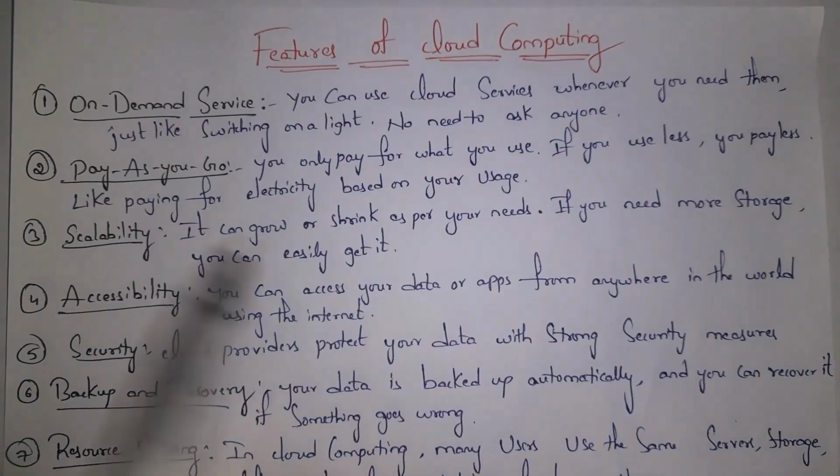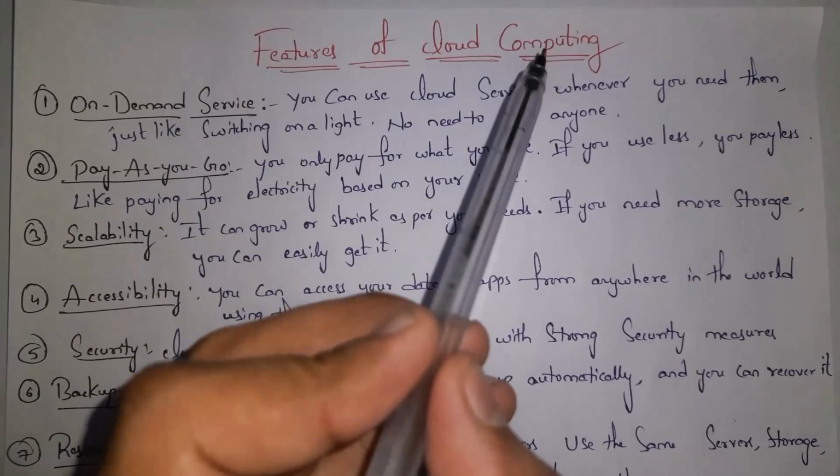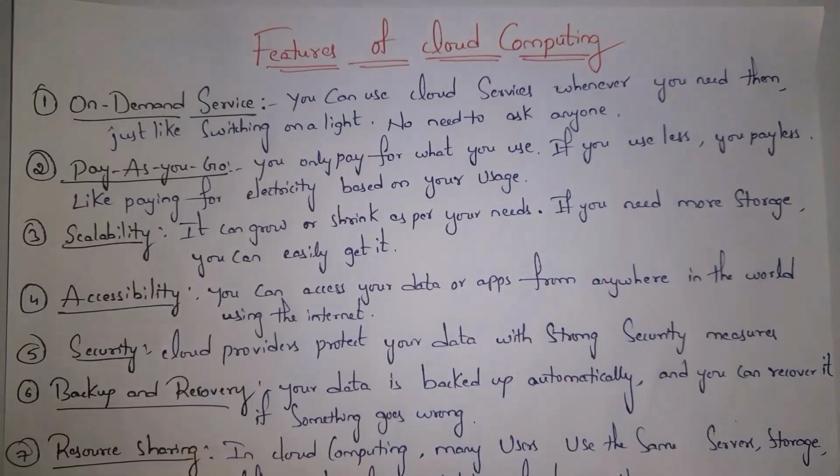And that first one is on-demand service. You can use cloud services whenever you need them. Just like switching on a light, no need to ask anyone. Guys, for example, I want to use a server for 1 hour in cloud. So just for 1 hour, I will pay money and I will use it. So you can use cloud services whenever you need them.